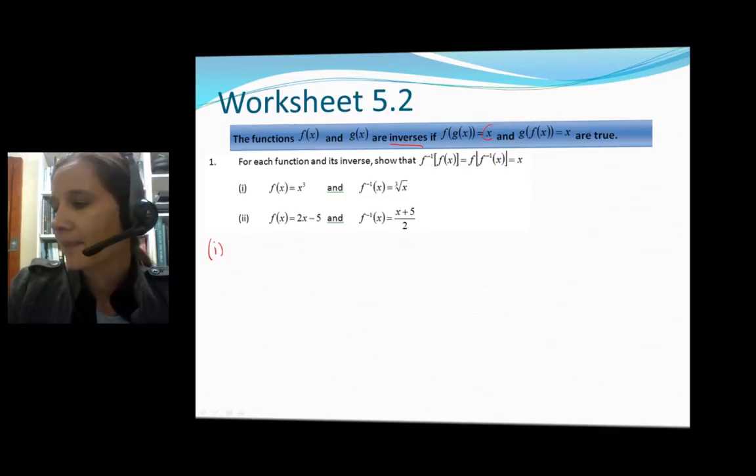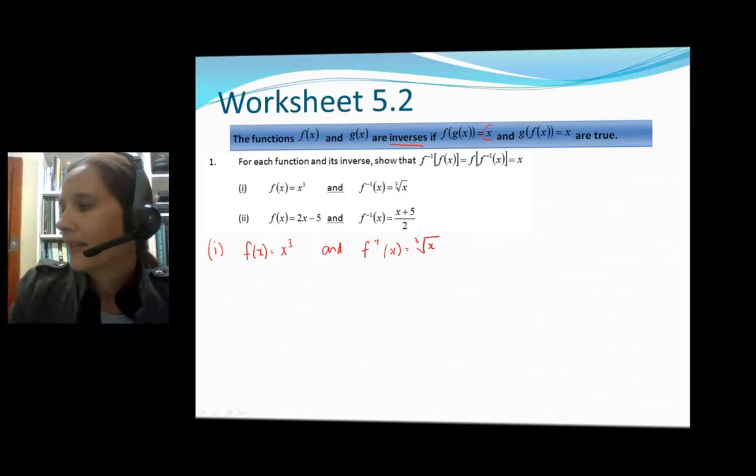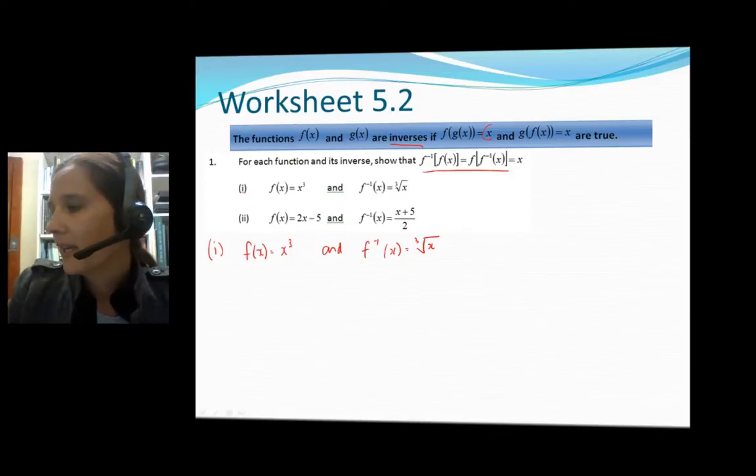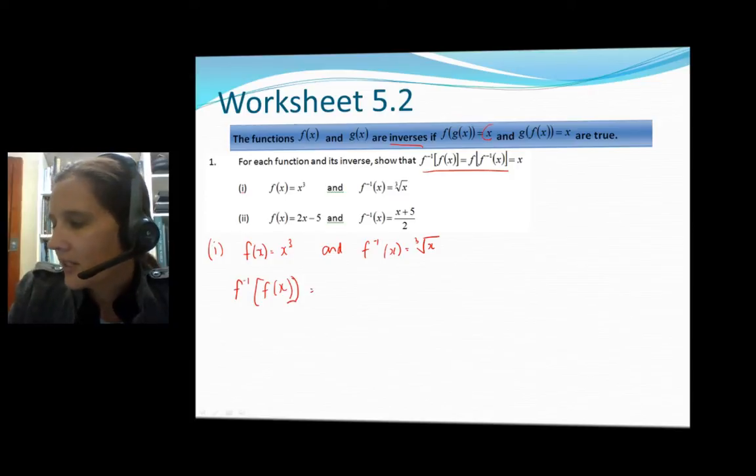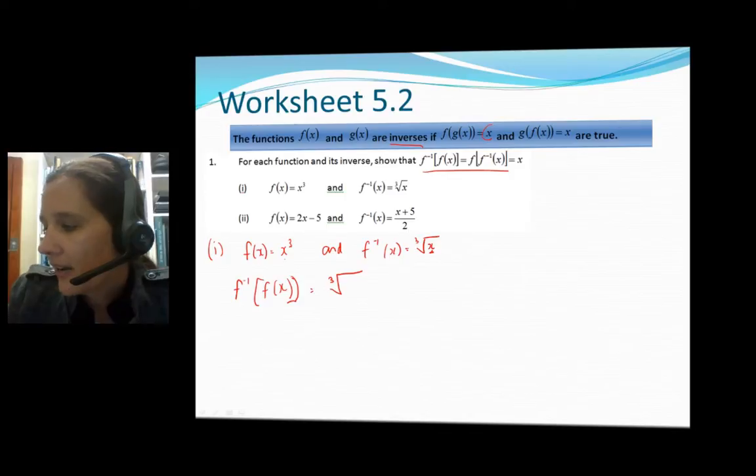So if we look here at number 1, we have our function f of x is equal to x cubed, and our inverse function here of x is equal to the cube root of x. So we're saying, if we use this notation, our inverse function of the function of x, the inverse function is the cube root of x, but what we're doing is substituting f of x into this. So instead of writing x, we're writing x cubed. So cube root of x cubed is equal to x.